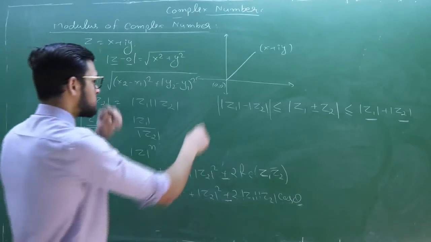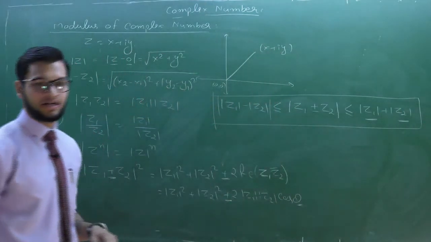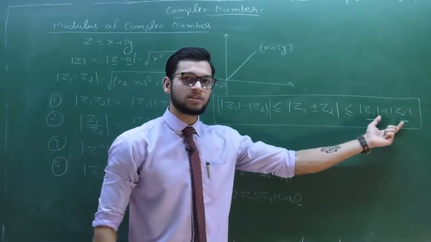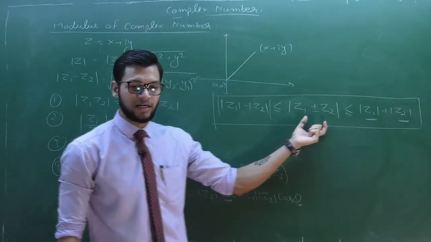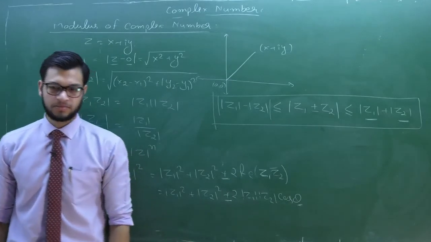Guys, please note down this property. It is called the triangular inequality. Sum of two sides is always greater than the third side. Difference between two sides is always less than the third side.